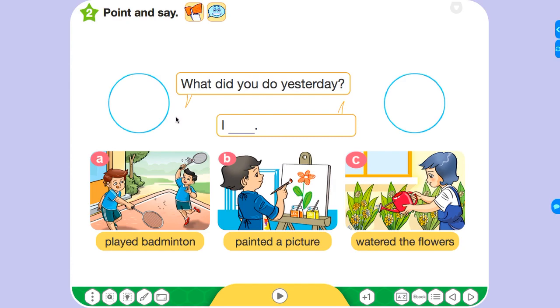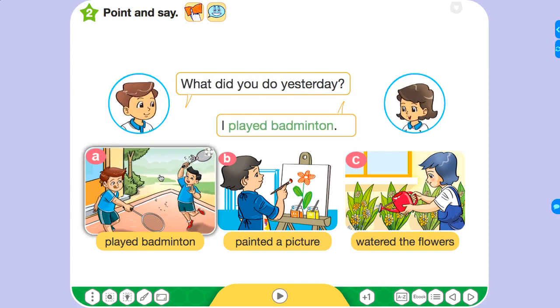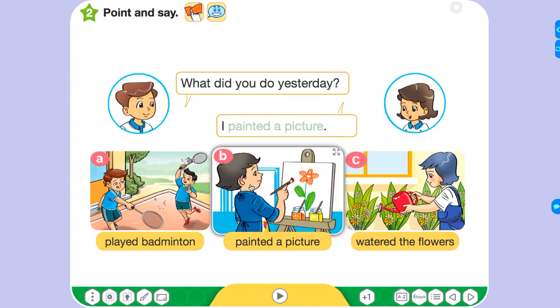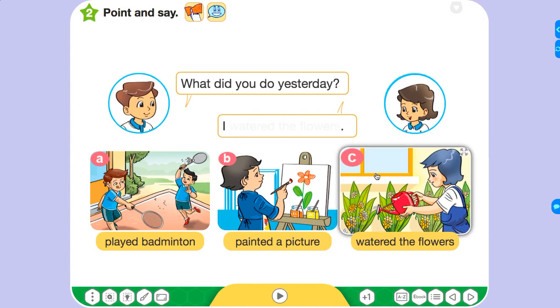Now, let's practice the question. What did you do yesterday? What did you do yesterday? I played badminton. What did you do yesterday? I painted a picture. What did you do yesterday? I watered the flowers. Let's practice more at home.